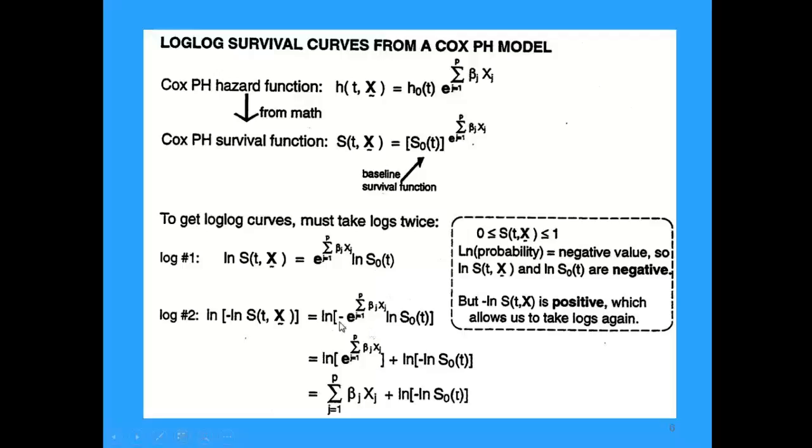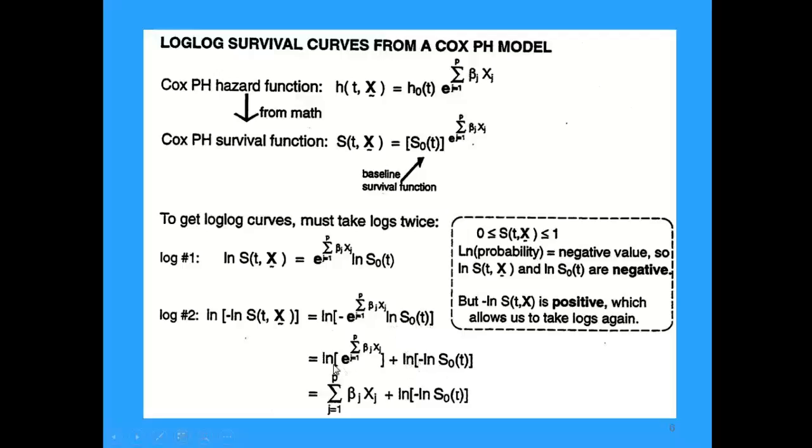This is the log of a product, the log of A times B. The log of A times B is what? The log of A plus the log of B. That's the algebra of logs. So here's the log of A, here's the log of B. Well, the log of B is the log of the survivor curve, with the negative sign, because I can't take a log twice if this is a negative number, so I have to put this here.